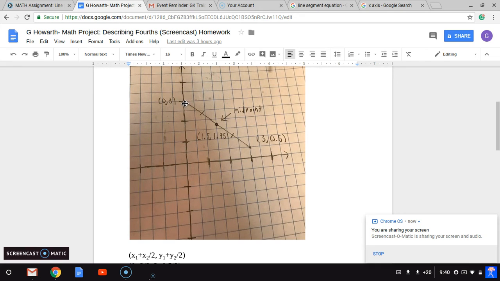Okay, so say this is A, C, and B. AC and CB. Sorry, from A to C, the distance is the exact same as from C to B. This has to do with congruency.